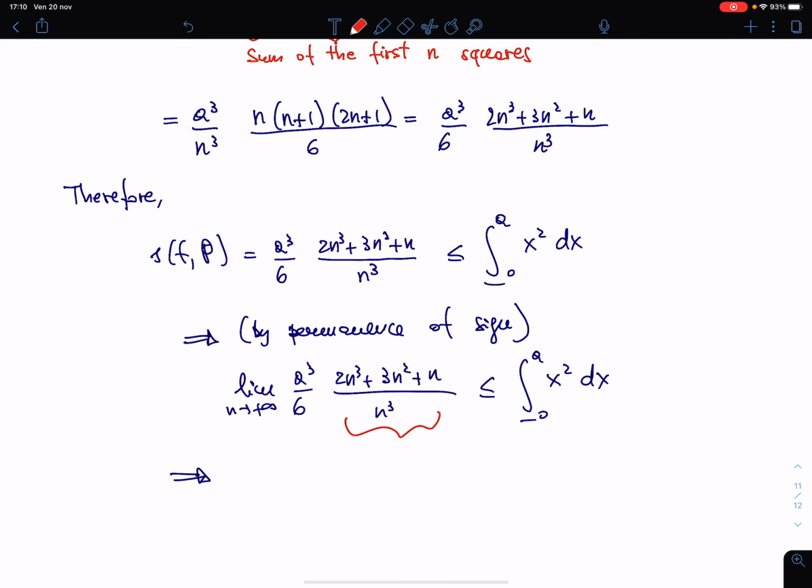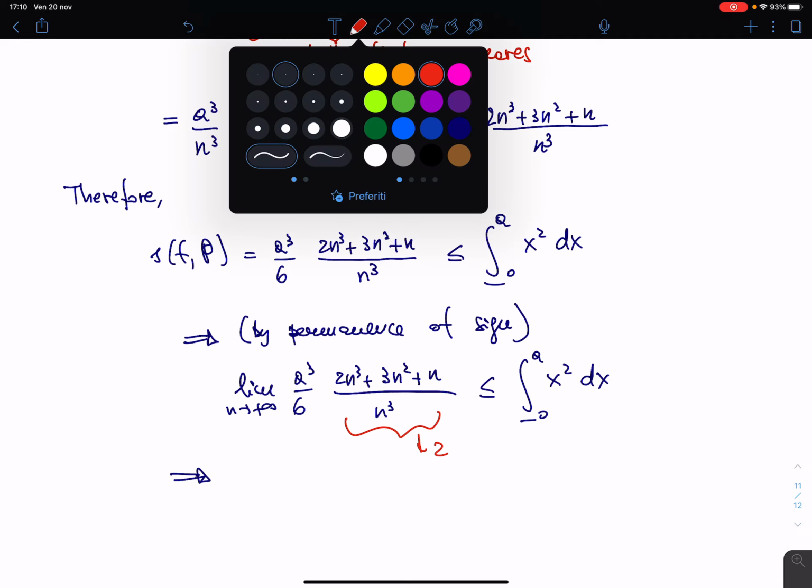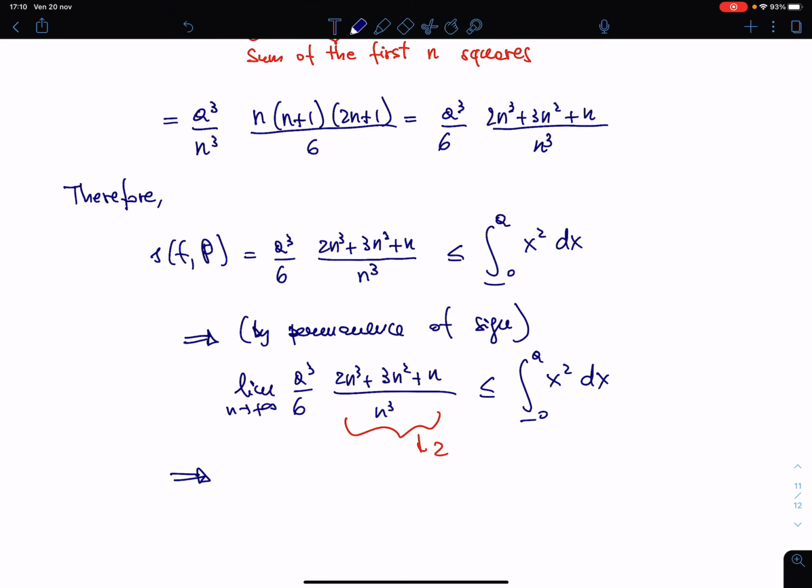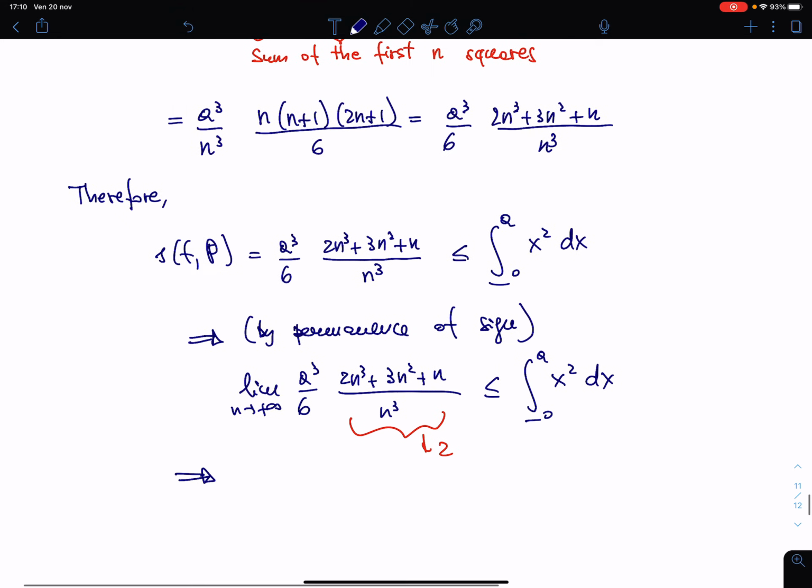But this limit is very easy because this factor here goes to 2 because it is the ratio between the terms of numerator and denominator of the highest power. So here we have that a cube over 3 is less than or equal to the integral from 0 to a of x squared dx.